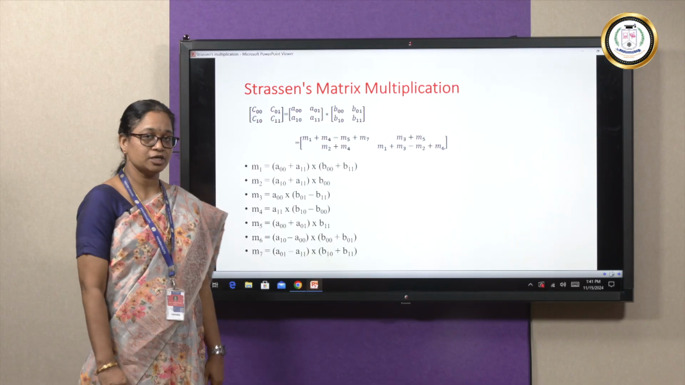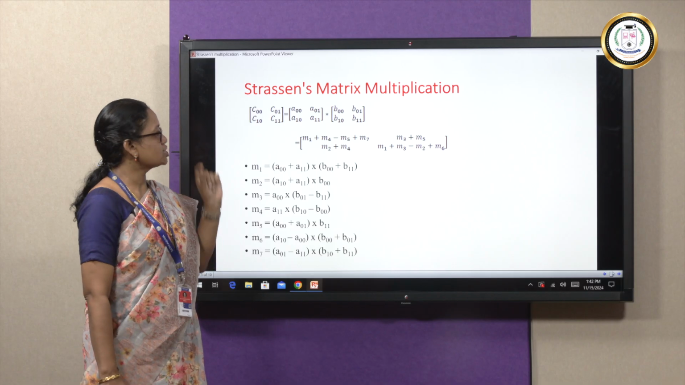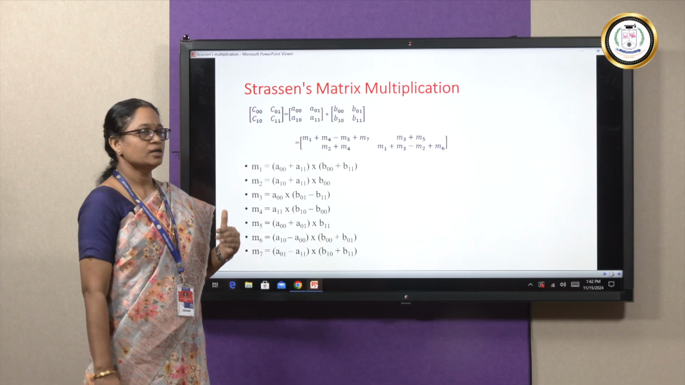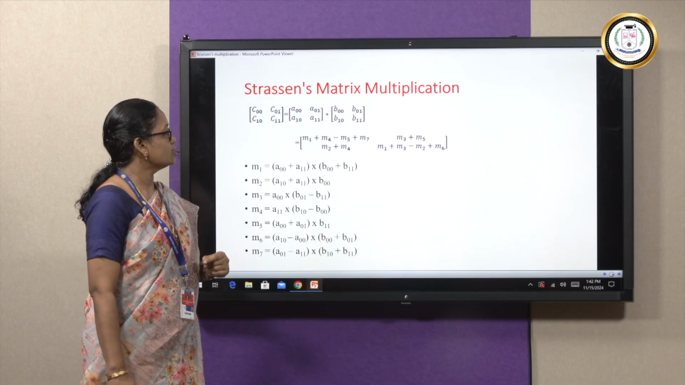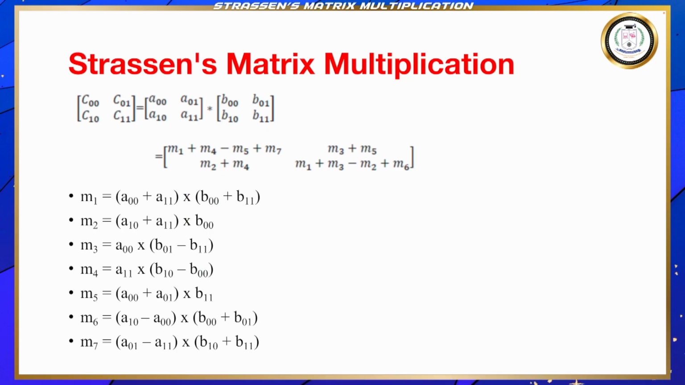Let us see here. M2 is obtained by adding A10 with A11 and multiplying the result with B00. Now let us see the matrix. The first value is A00 and the next is A01. Then in the second row, the first column is A10 followed by A11. Likewise, here the problem is divided into n/2 by n/2 matrices.